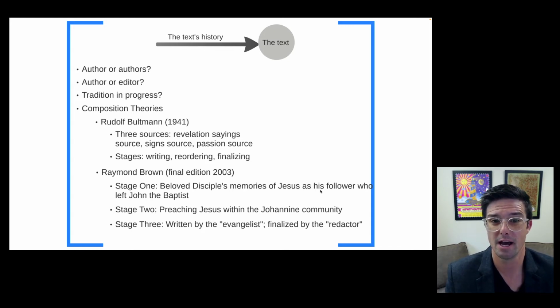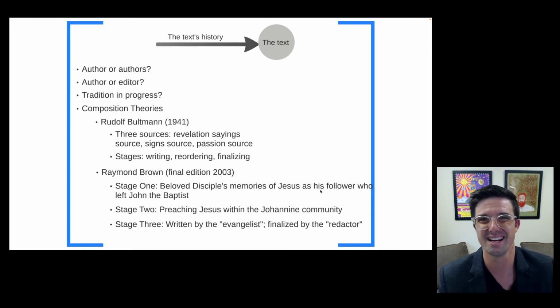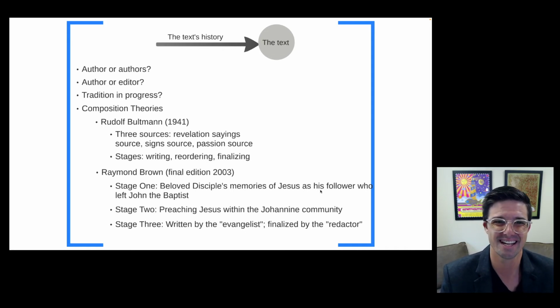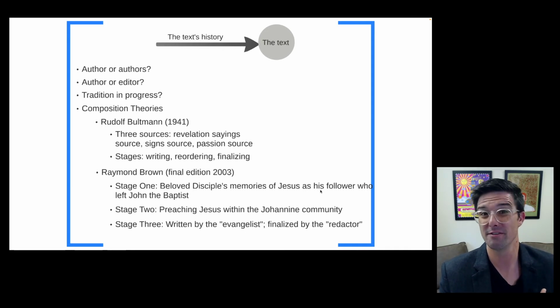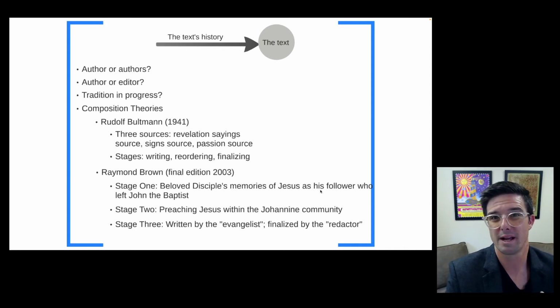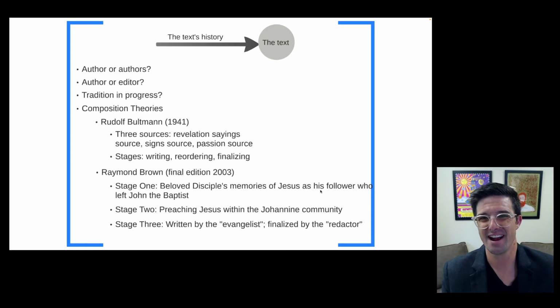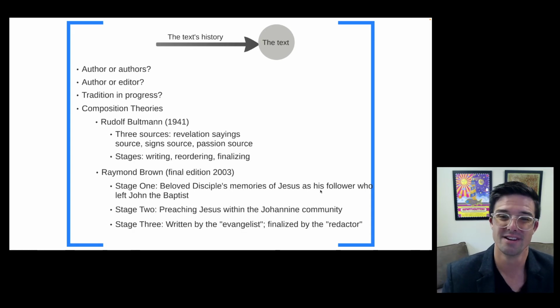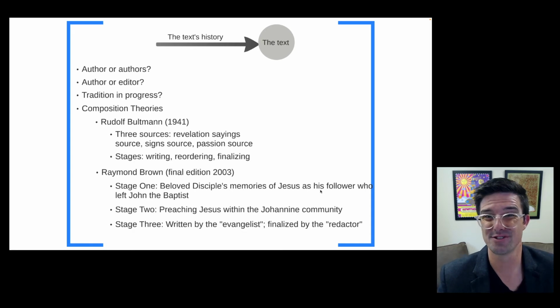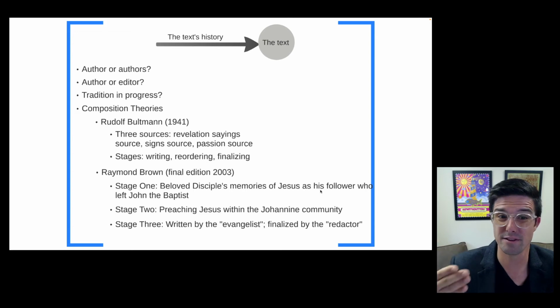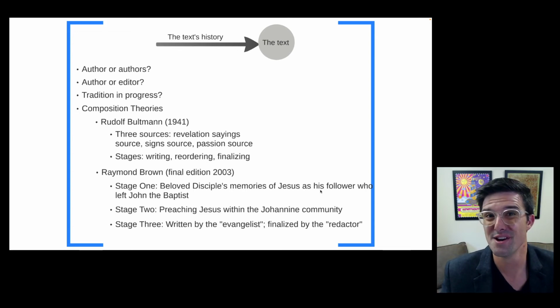Raymond Brown's final edition of his theory published in 2003, and it's of interest that Raymond Brown's own theory of Johannine composition came about in different stages and was later edited by someone after his own death. So someone else edited this final edition of his theory, taking Raymond Brown's own sources and stringing them together, as it were. Brown's and Bultmann's theory of what happened with the fourth gospel.